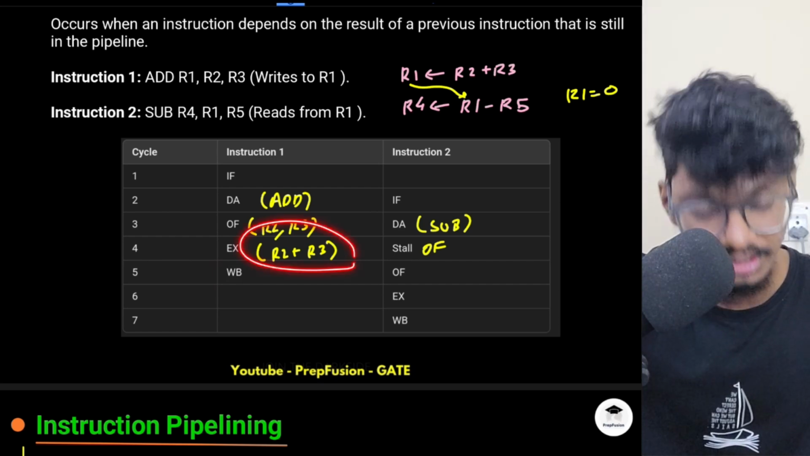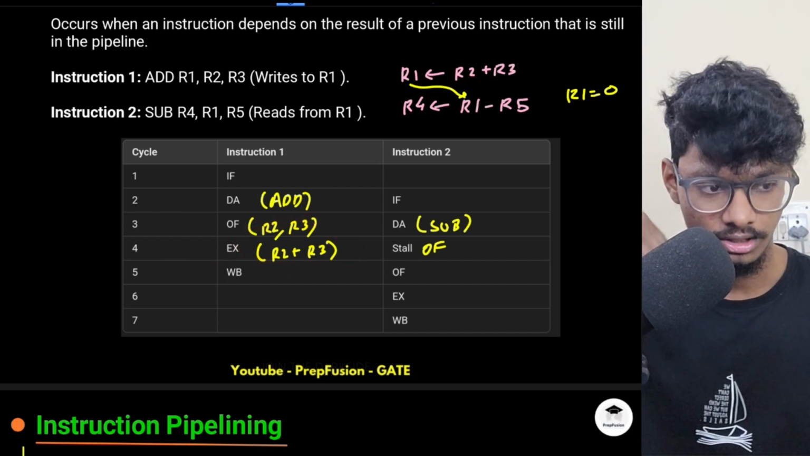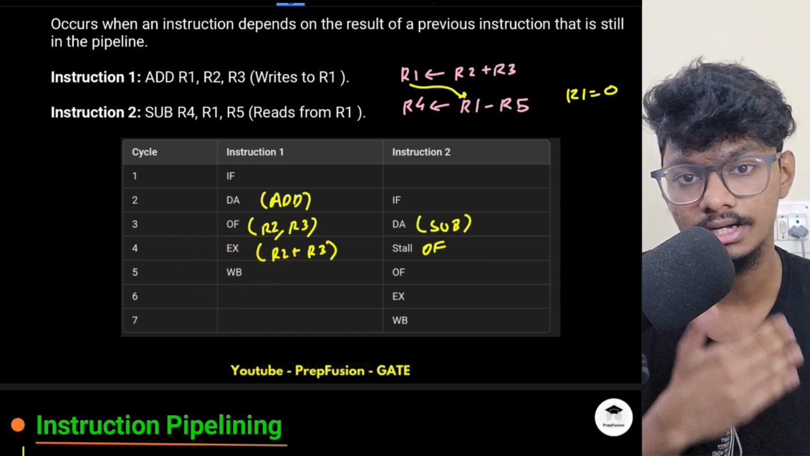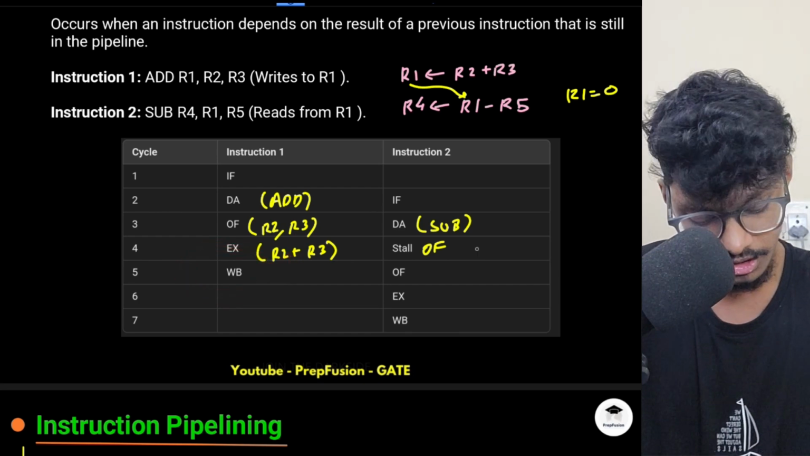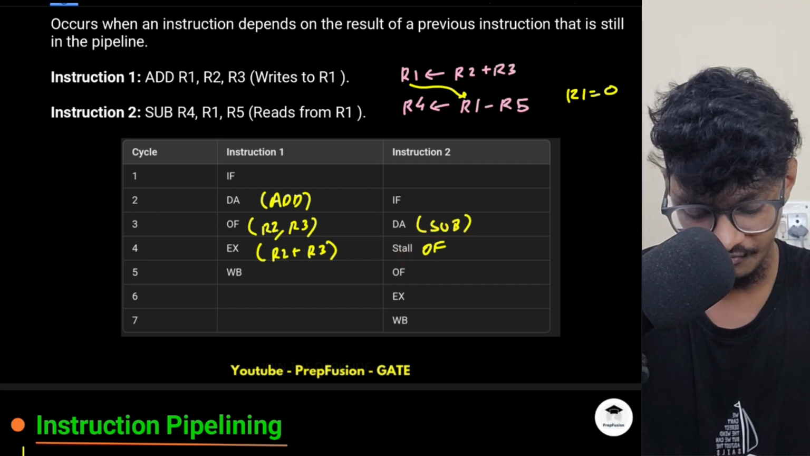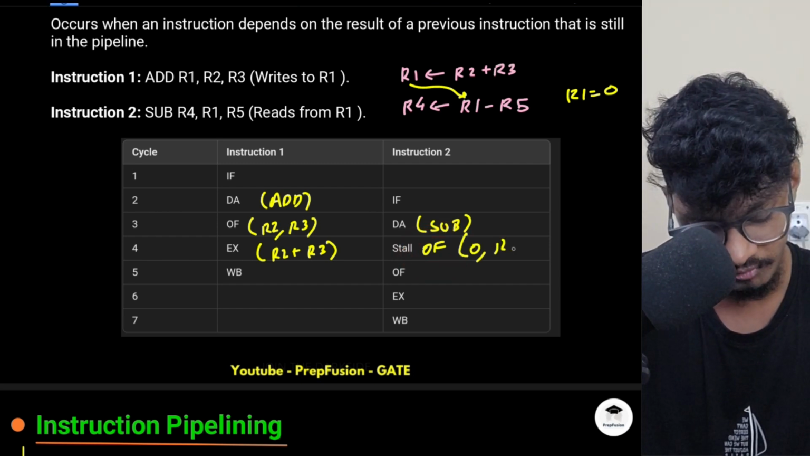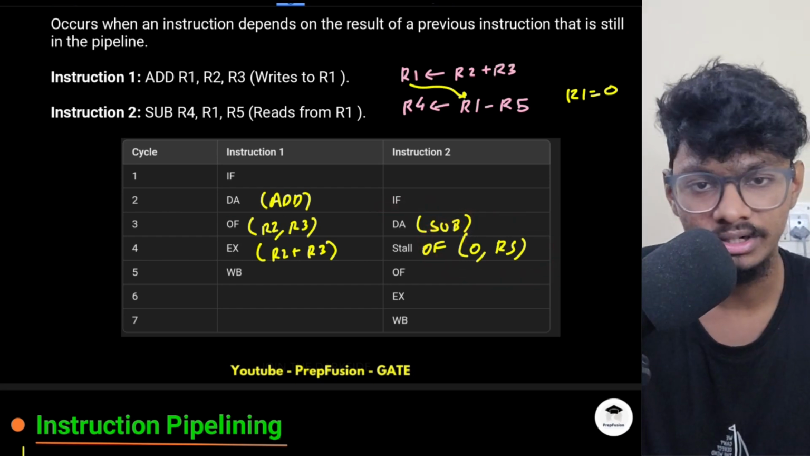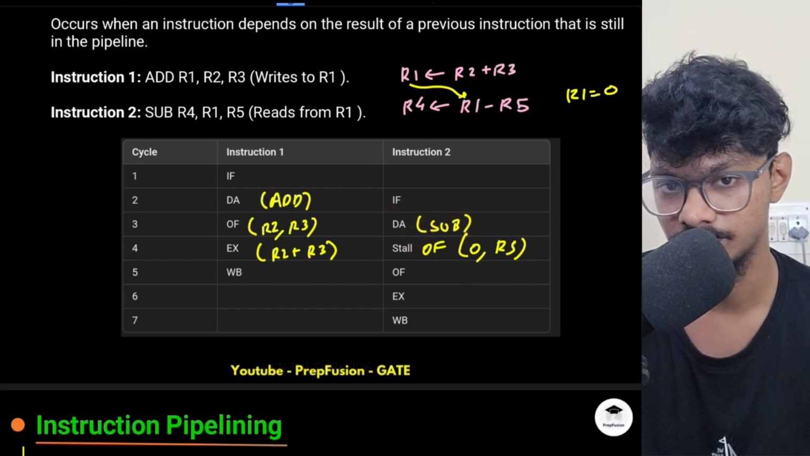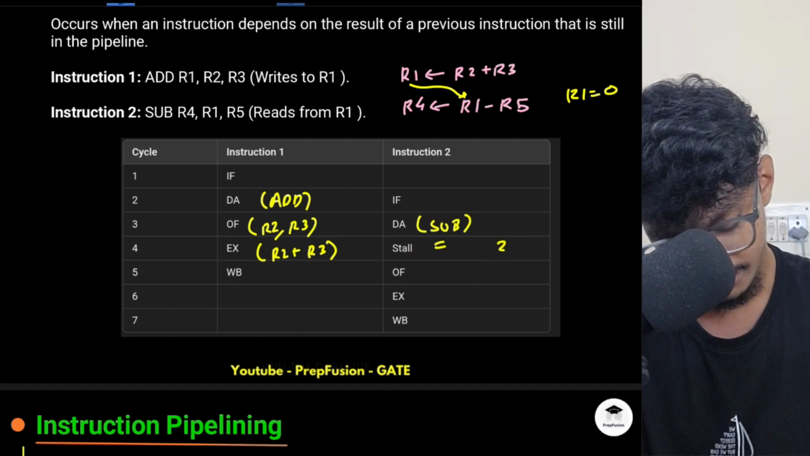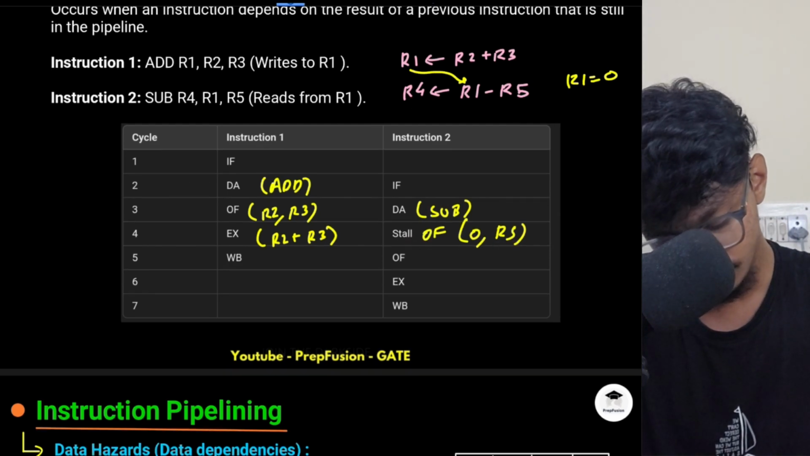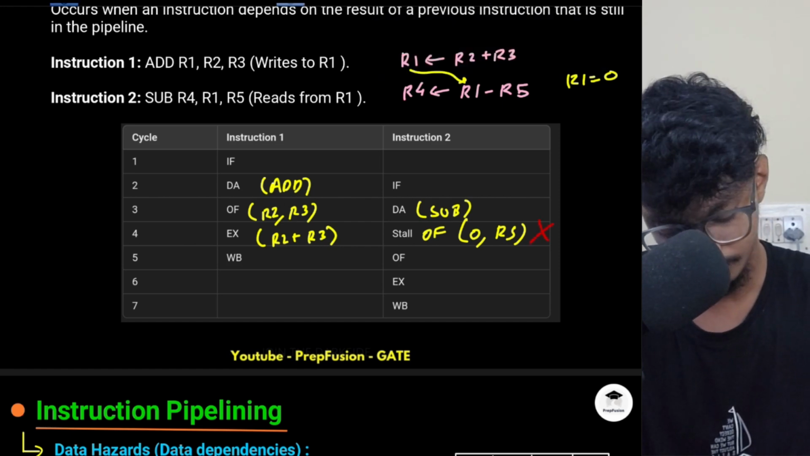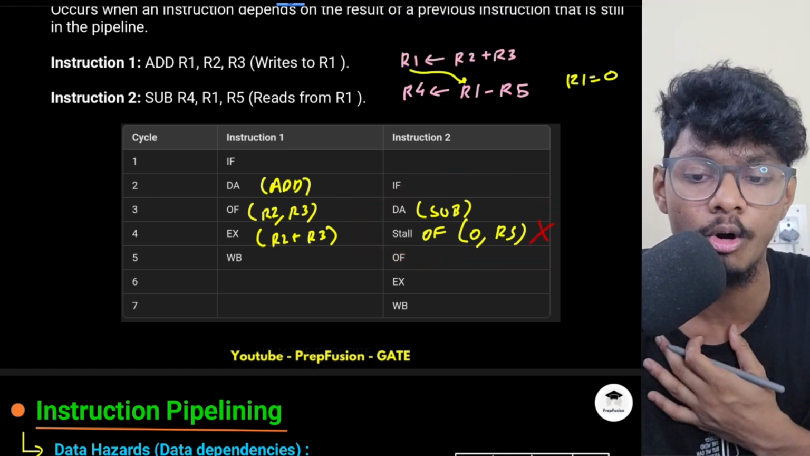I evaluated my operation, and then I have to write back in the 6th cycle. I haven't yet written back to the register. So if I do the operand fetch here, it will simply fetch R1, which is 0, and R5, which will be some value, which is wrong. I wanted R2 plus R3 here. So I cannot simply do the operand fetch here, because I will fetch the wrong operands.